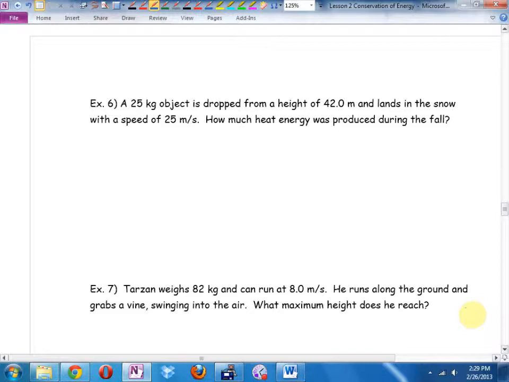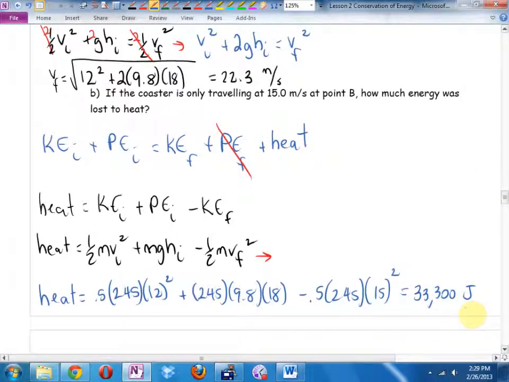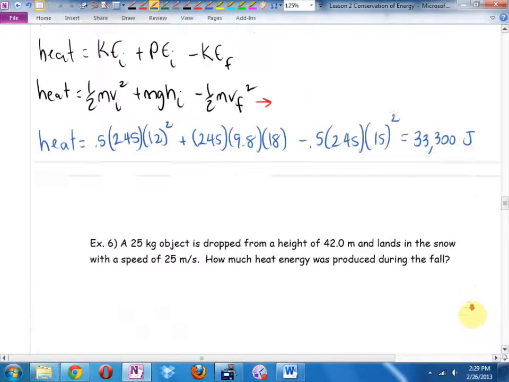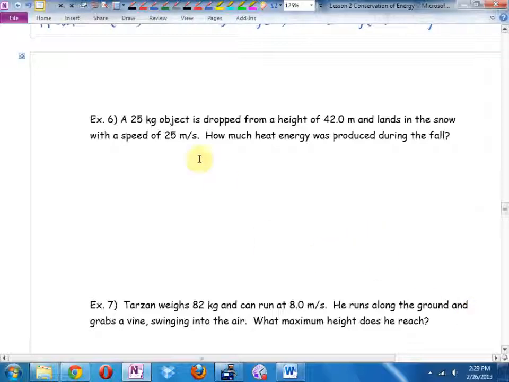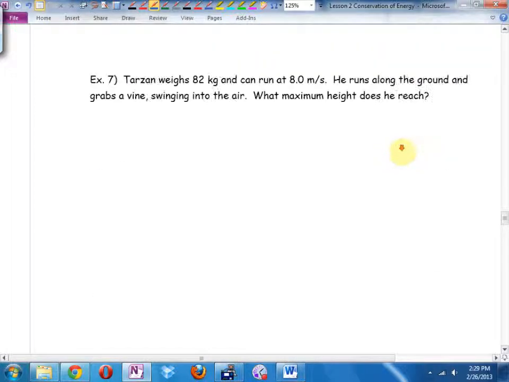Number 6 is actually the same as 5b. Because in number 6, I'm giving you the initial height. Dropped, your initial speed is 0, so it's actually a little easier. Telling you the final speed, just like in 5b, I told you the final speed was 15. Find how much heat. Boring. Example 7.